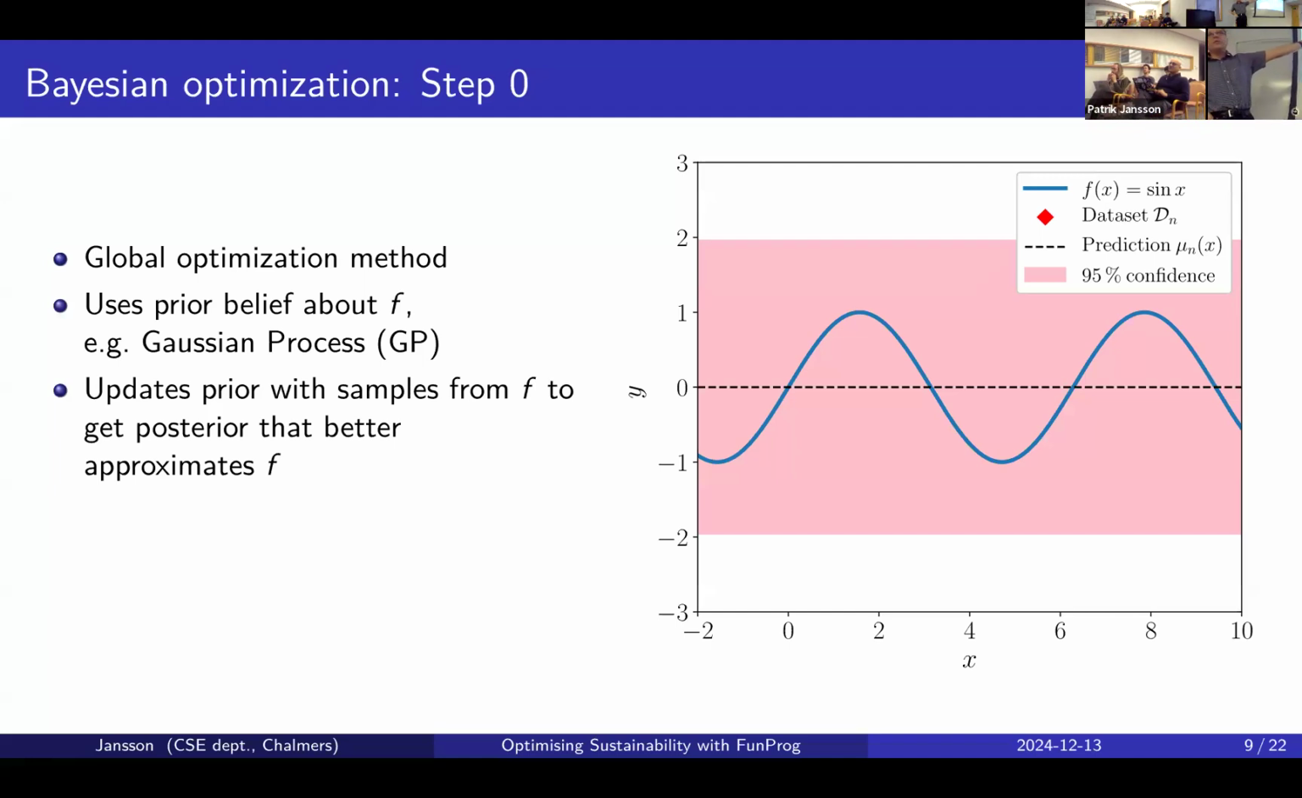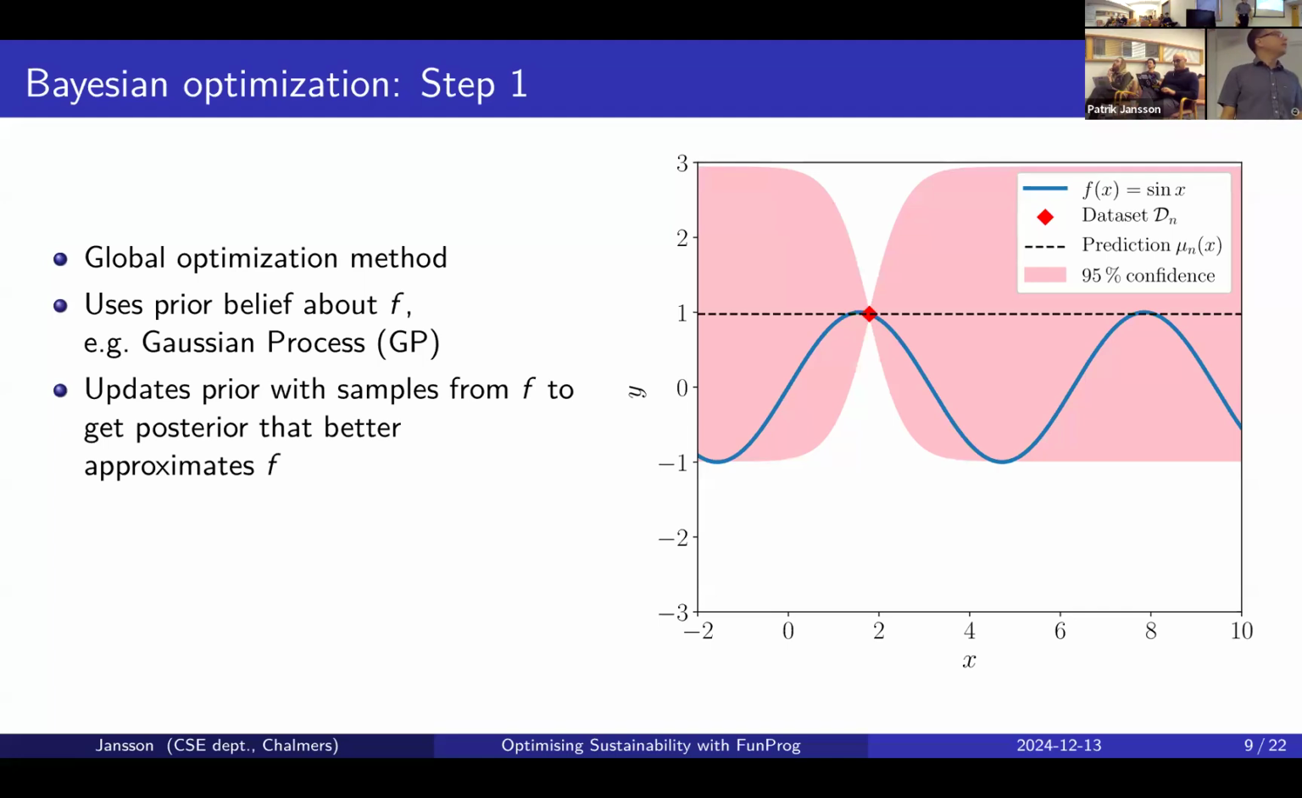The blue thing is the thing we don't know. There is some function, it's of one parameter. It very much looks like the sine function. But let's say we don't know that, and we start with very little knowledge, saying the result will be around 0, so that's the dashed line, and we have some confidence interval, so that's the reddish part here. This is at 0 evaluations, nothing is known, that's really the black box.